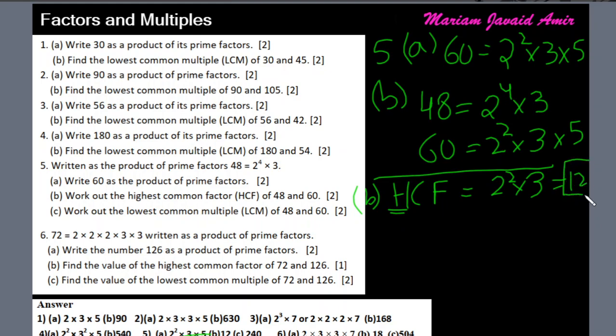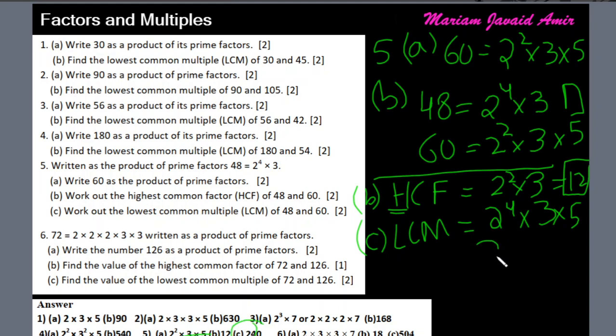So remember, in HCF we choose the lowest power, and in LCM we choose the highest power. So of 2 power 4 and 2 square, 2 power 4 is the highest, and between 3 and 3 still 3 is the highest, and between no 5 and 5, 5 is the highest. So the LCM is 2 power 4 times 3 times 5. Let's see what we get. 2 power 4 times 3 times 5 gives us 240. Yes, it is the answer given over here. So 240.